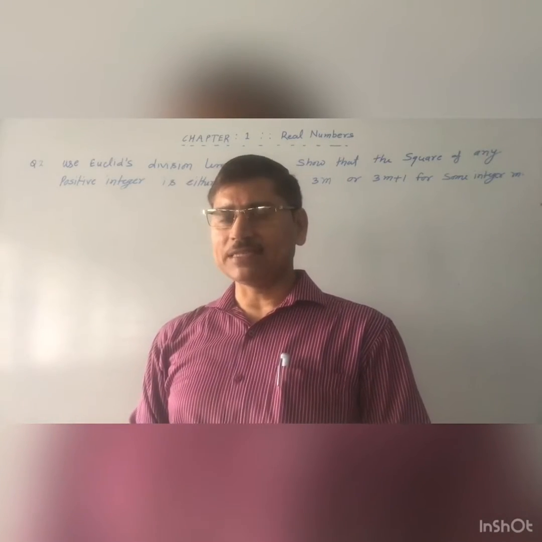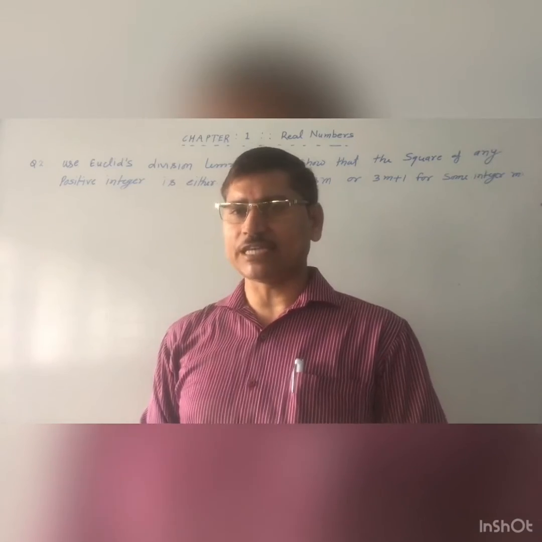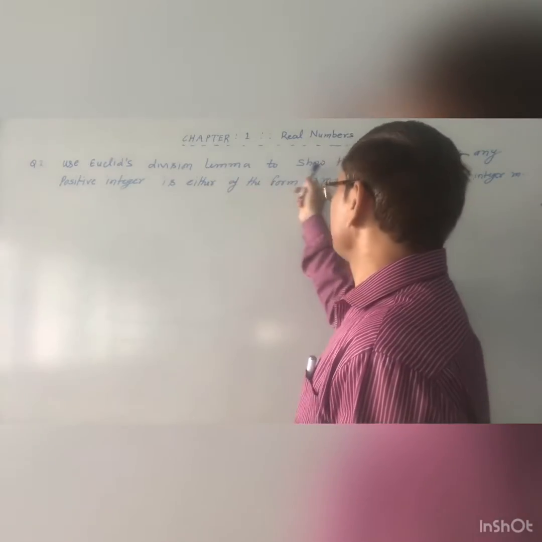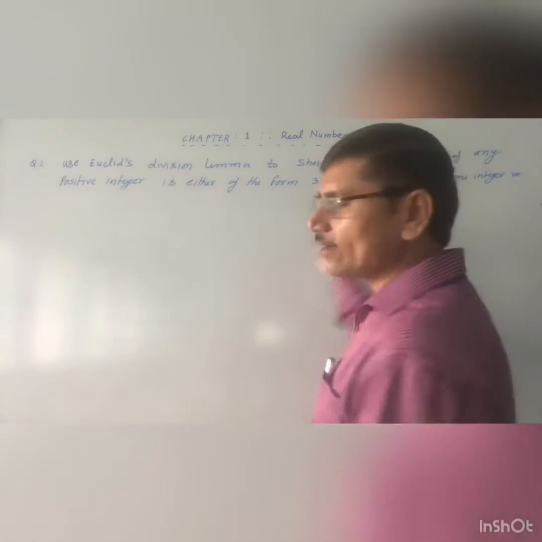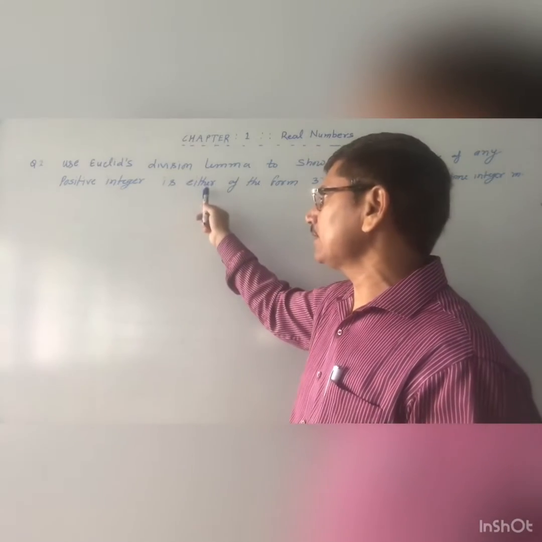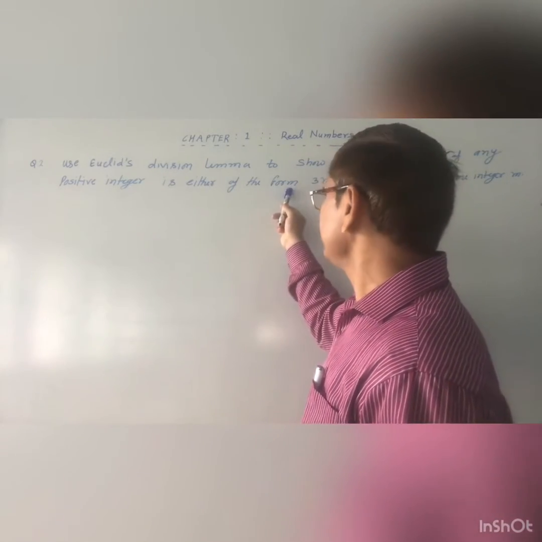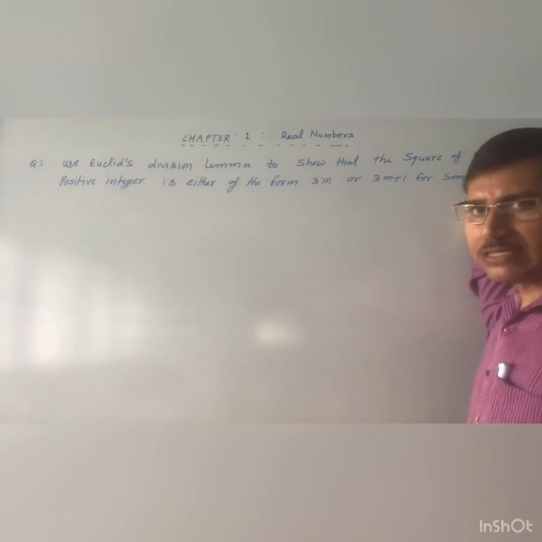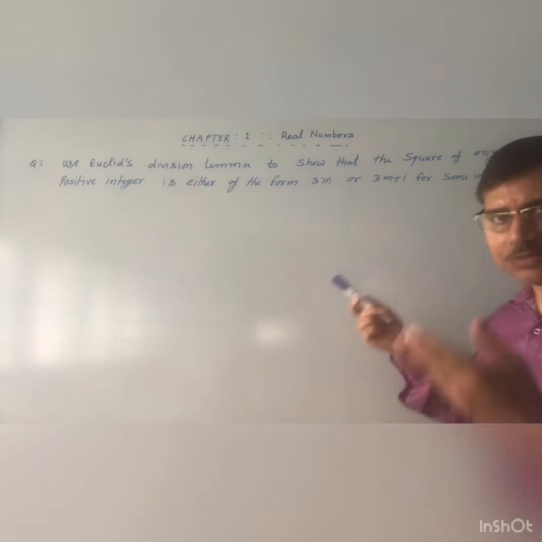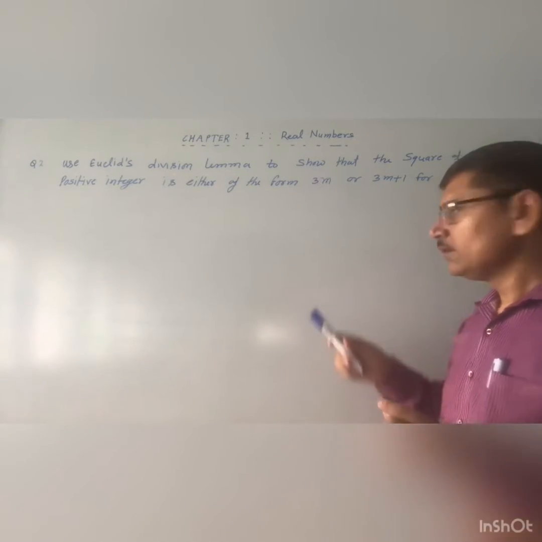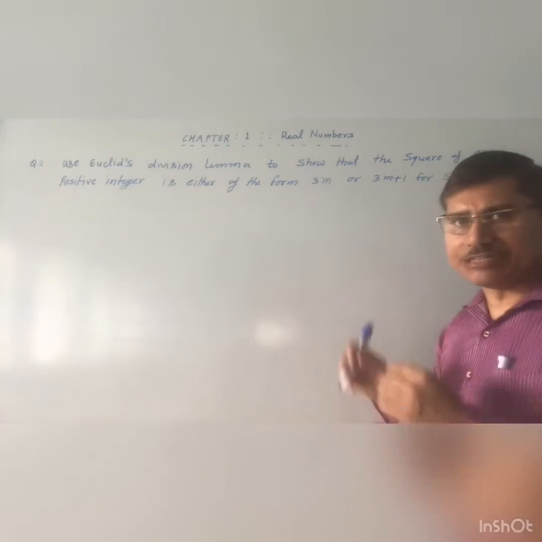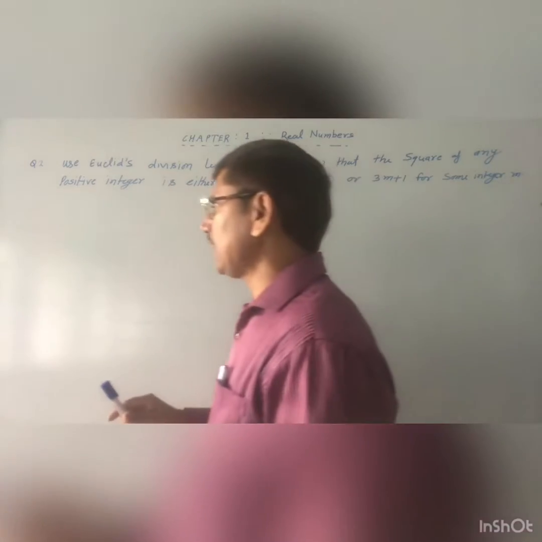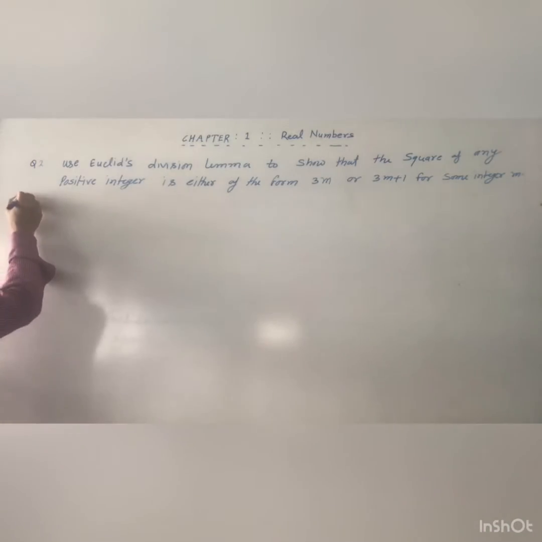Now dear, question number second. This is once again a most important question. Use Euclid division lemma to show that the square of any positive integer is either of the form 3m or 3m plus 1 for some integer m. M is some integer, meaning you take the value m for any integer. So it is the question. This is the most important question. So now see here the proof of this question.